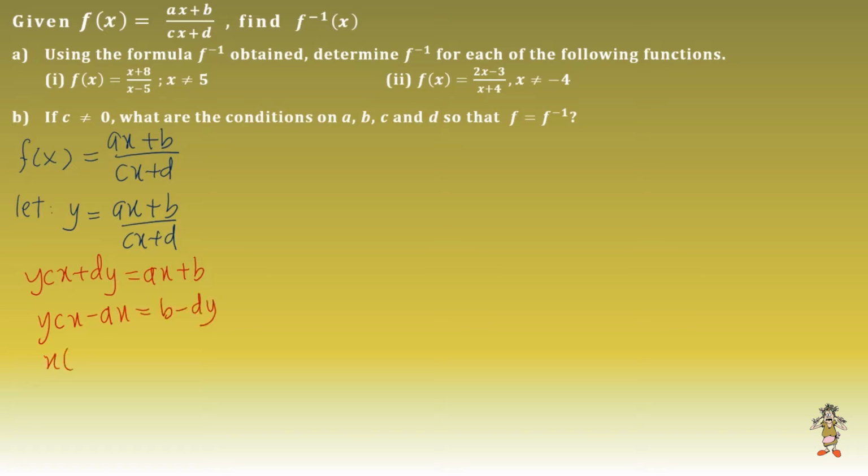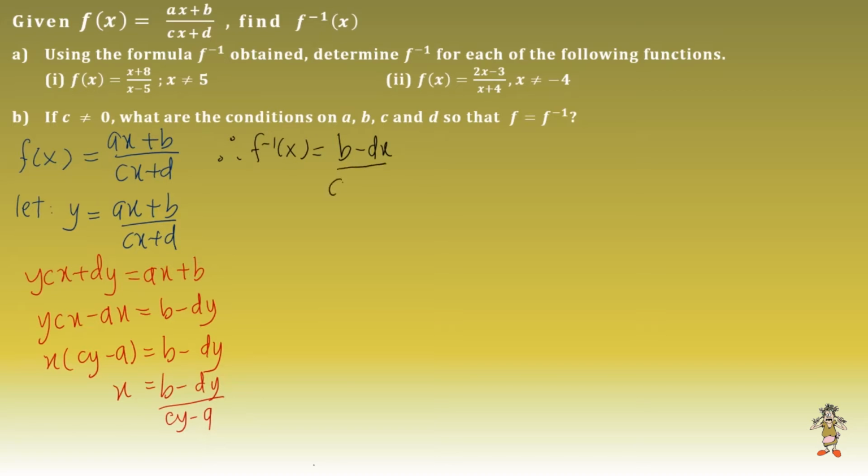So x(cy minus a) equals b minus dy, and x equals (b minus dy) divided by (cy minus a). Therefore, f inverse of x is (b minus dx) over (cx minus a). Okay.